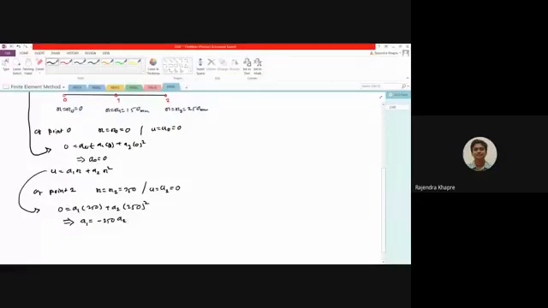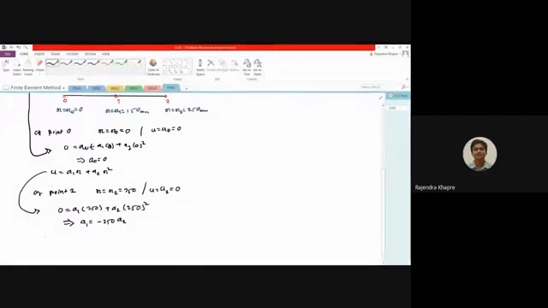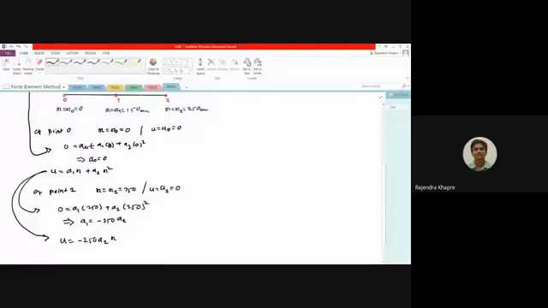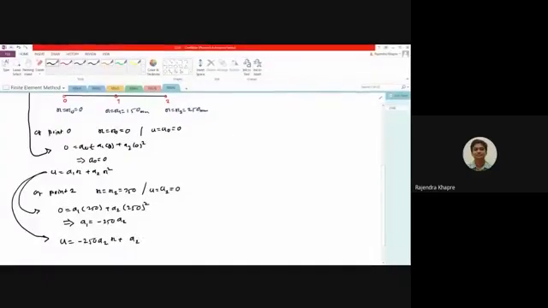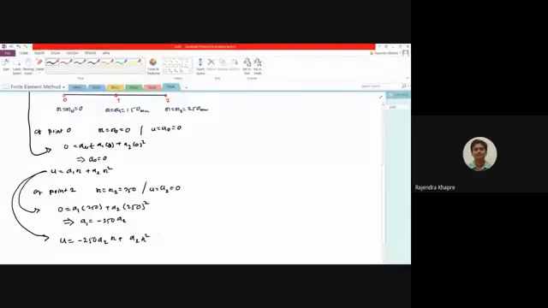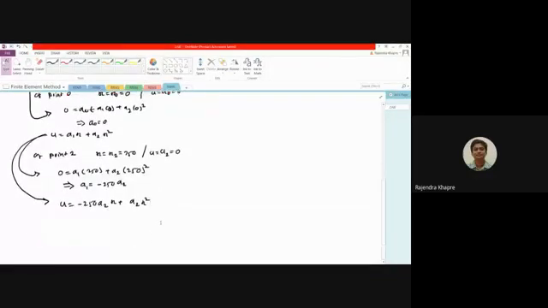Is it right? Is it the same? So this a1 and a2 we now have a relationship, so now we can rewrite this expression as u equals a1, so a1 is minus 250 times a2 into x, plus you have a2 into x square. So this is the basic expression for the displacement polynomial, right?